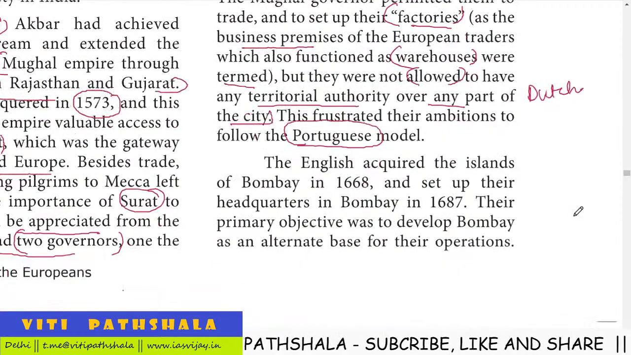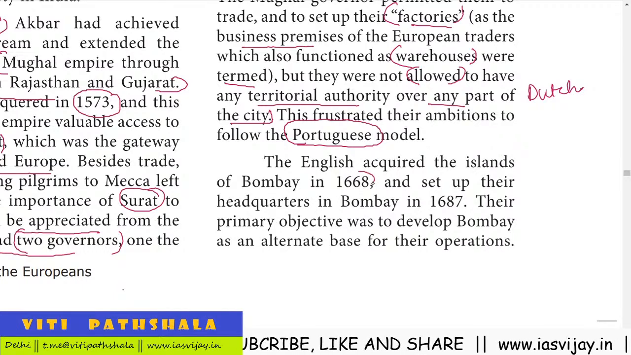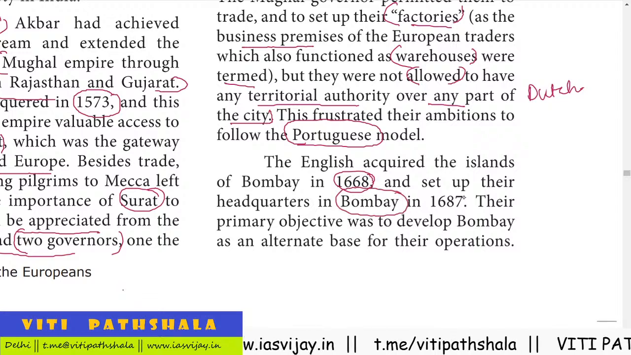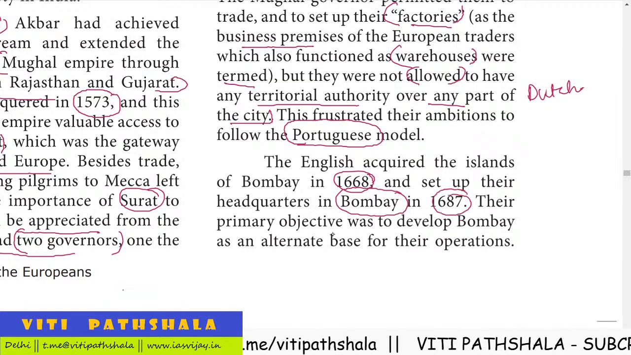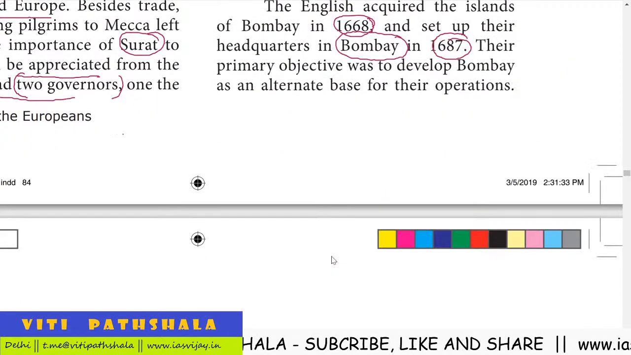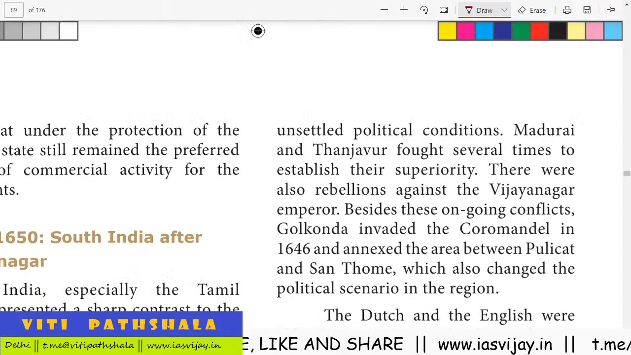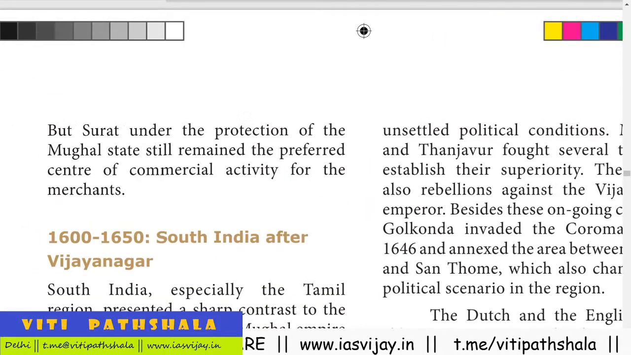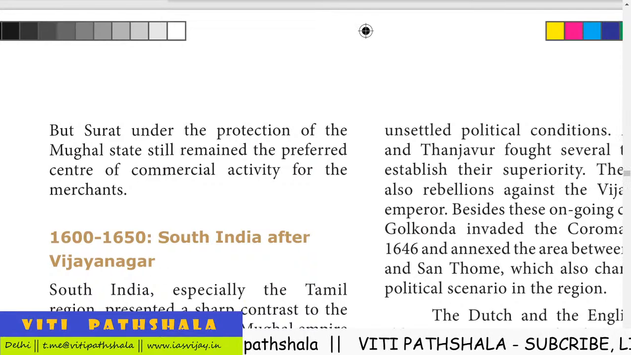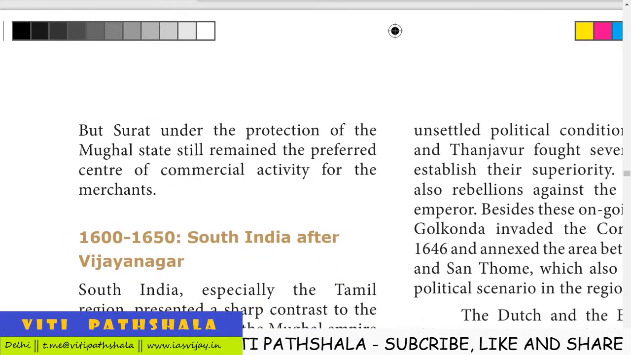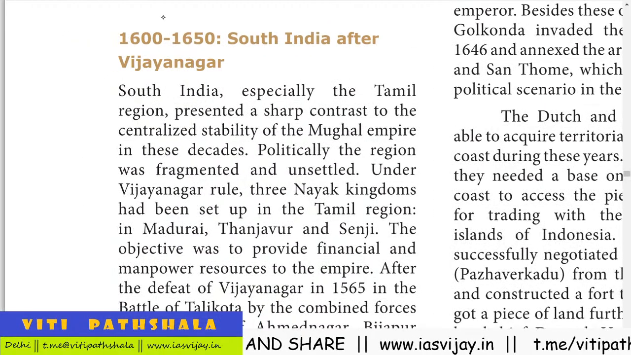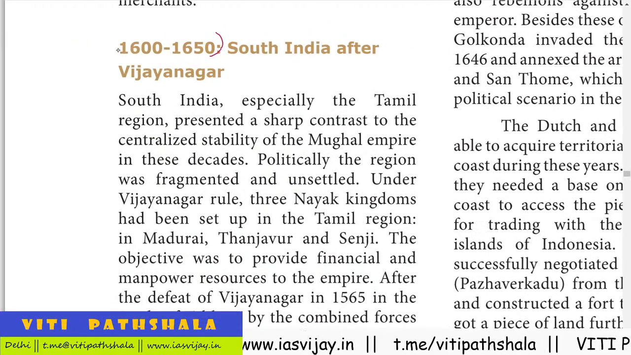The English acquired the island of Bombay in 1668 and set up their headquarters in Bombay in 1687. Their primary objective was to develop Bombay as an alternative base for their operations. But Surat, under the protection of the Mughal state, still remained the preferred center of commercial activity for the merchants. Now, from 1600 to 1650, during this period, what was the scenario in South India?